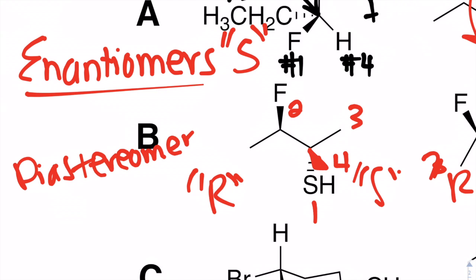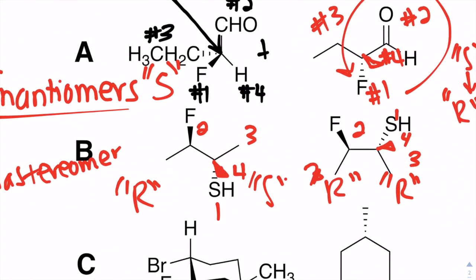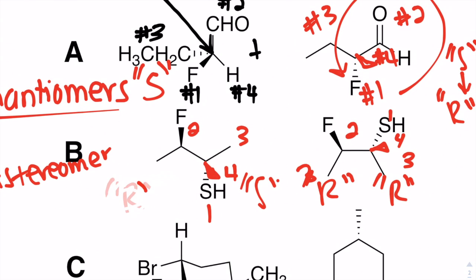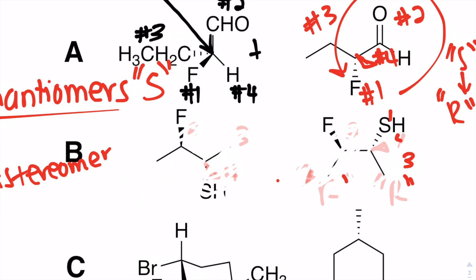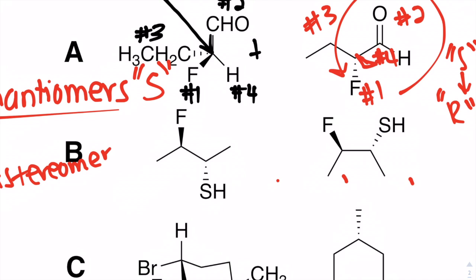Okay, and let's say assigning priority took too long and I didn't want to do that on a test. Maybe I'm not that comfortable with assigning priority. Well, this is what I would do. I would rotate the molecules into both cis conformations, okay? So the right one is clearly already in its cis conformation. So if I were to rotate around this bond, the cis conformation would look something like this.